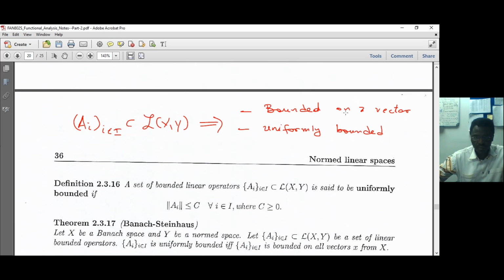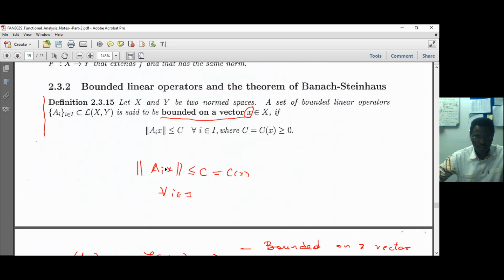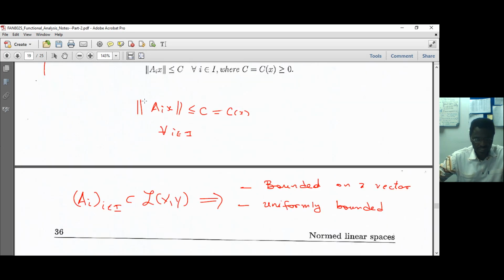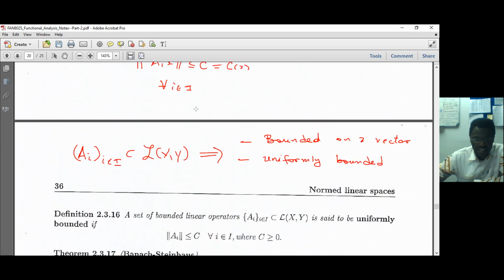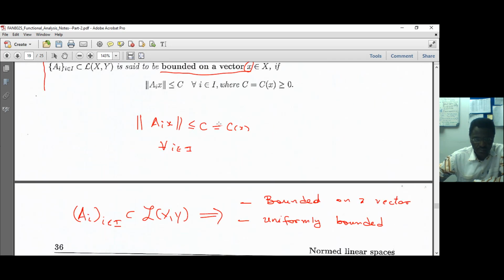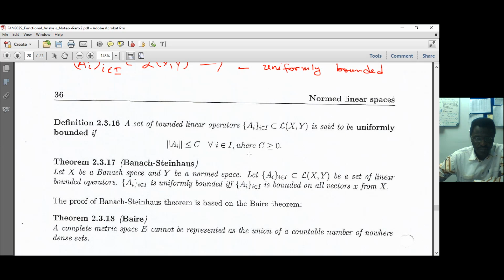So, bounded on a vector, we have this with X, with the vector present. Uniformly bounded, I remove the X, meaning that even in the C, I remove the X, and this is still true. So that is the definition. A set of bounded linear operators is said to be uniformly bounded if we have that. It's exactly similar to this, but we just remove the X. That is uniformly bounded. Now, Banach-Steinhaus Theorem, what does that state?